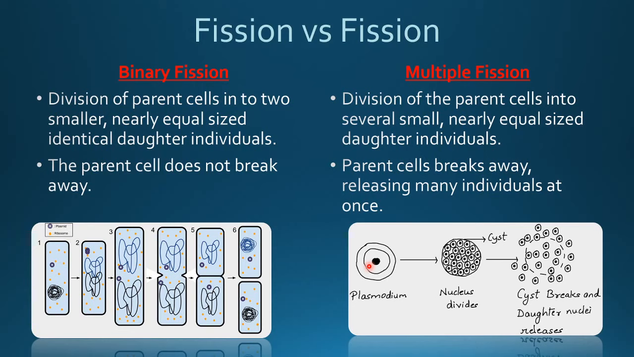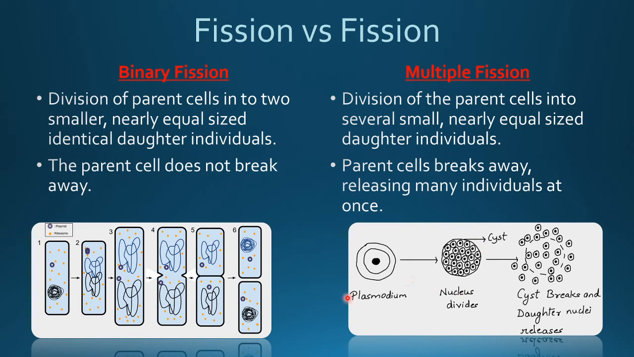Now how to differentiate binary fission from multiple fission. Binary fission means division of the parent cell into two smaller, nearly equal sized identical daughter individuals, and here the parent cell does not break away. As you can see here in the image, it is a binary fission. On the right side, multiple fission, the parent cell forms several small, nearly equal sized daughter individuals, and the parent cell typically breaks away, releasing many individuals at once.